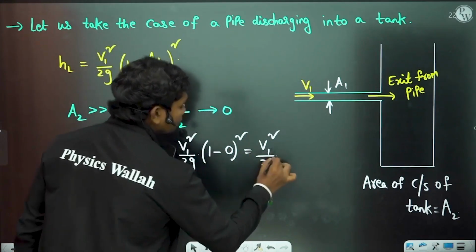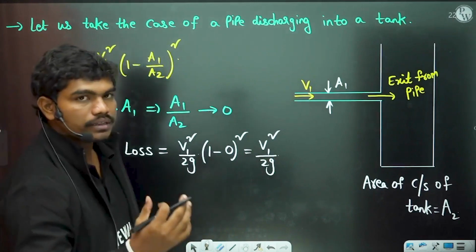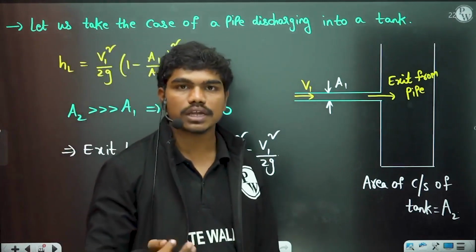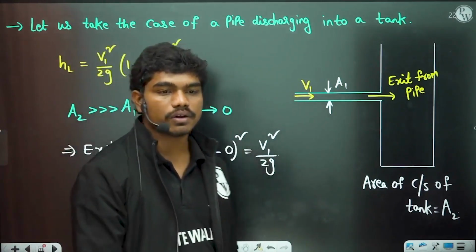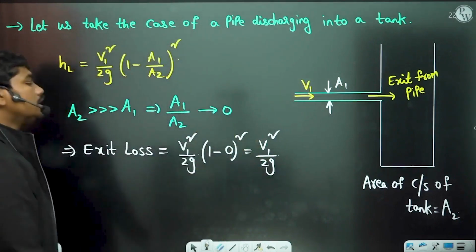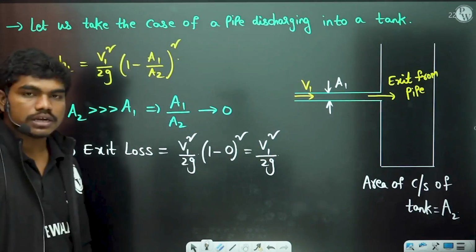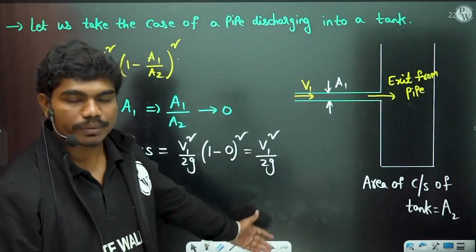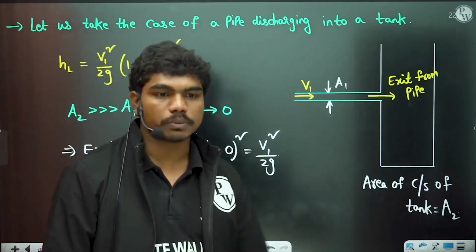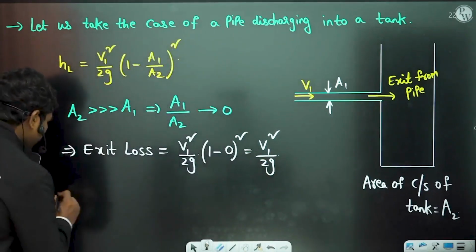Okay, so whenever a fluid is exiting from any pipe, the exit loss is basically equal to the kinetic head that is actually available. Okay, so V1 square by 2G. So this is how we get the exit loss by doing this particular linear momentum equation analysis and also the Bernoulli's equation. Clear?